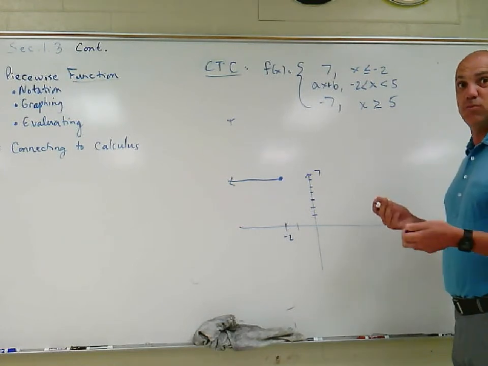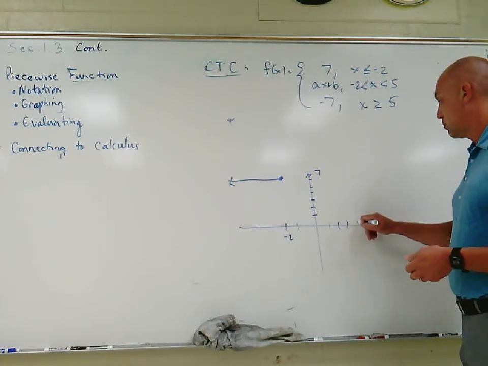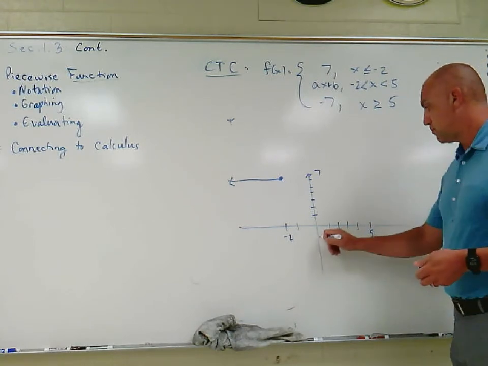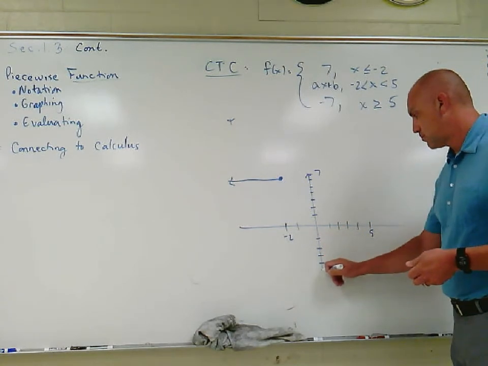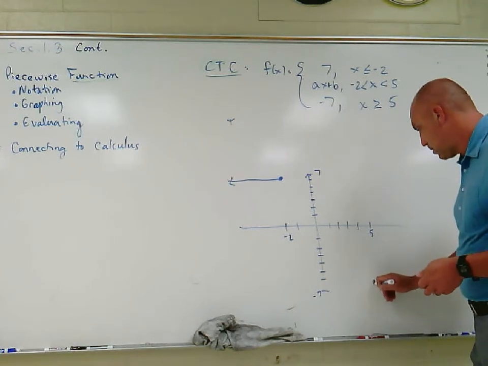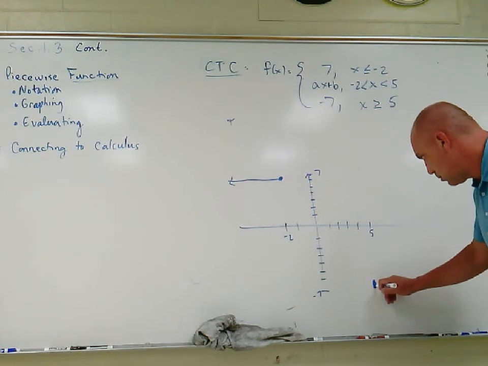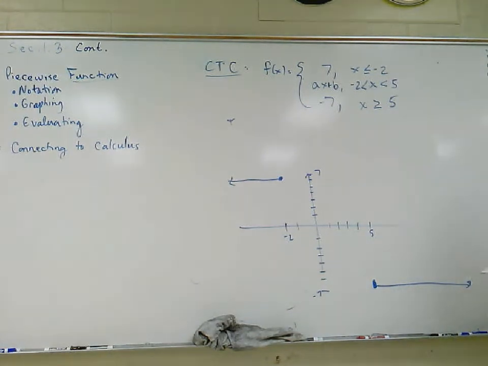So where's the next place I'm going to go? X is what? 5. Y is what? All right, I'm going to put a dot there, closed circle. And which way am I going to graph now? To the right, very good. All right, so that's the picture we have.